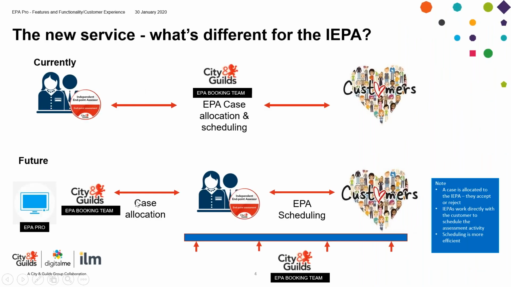Okay, very, very quickly, we talked about this already last week, but just to remind you, what's new? The key difference is that from the IEPA and the customer having this kind of middleman who organises the scheduling and the allocation of the endpoint assessment events, the IEPA now has much more direct contact with customer. They will be using EPA Pro as a system rather than Learning Assistant, and the EPA booking team will be supporting the process as we go along.